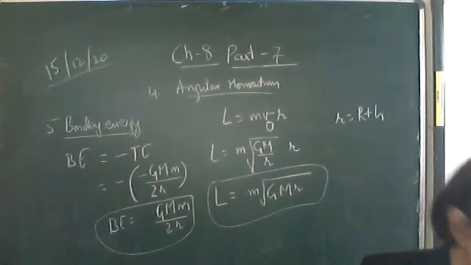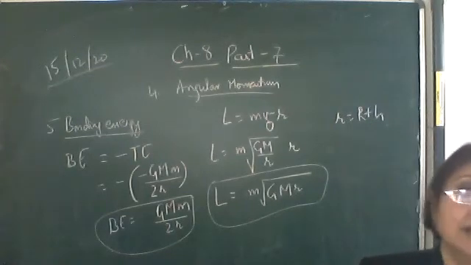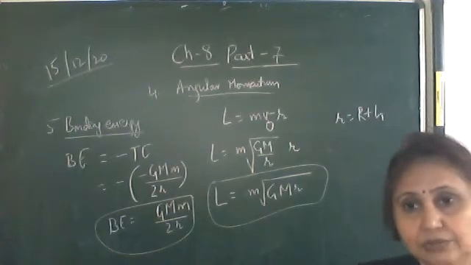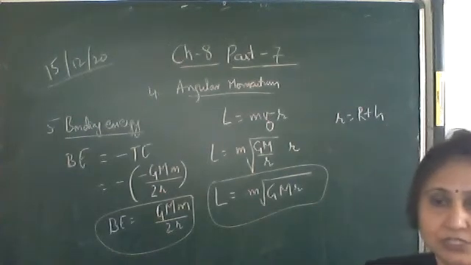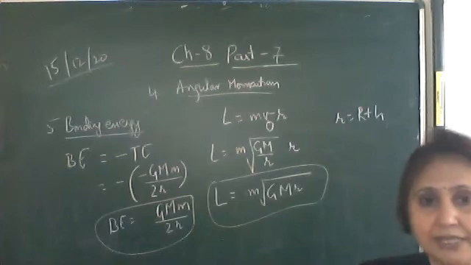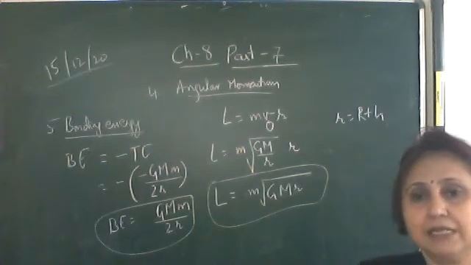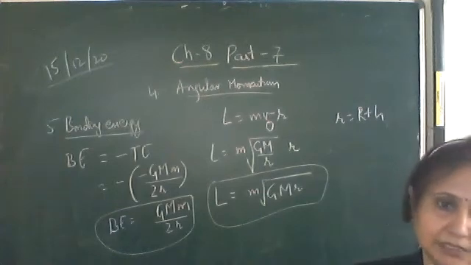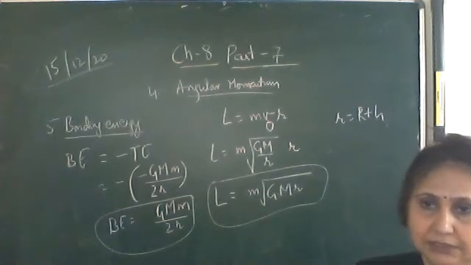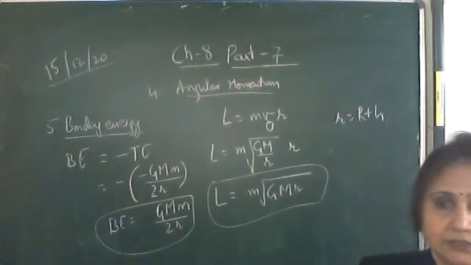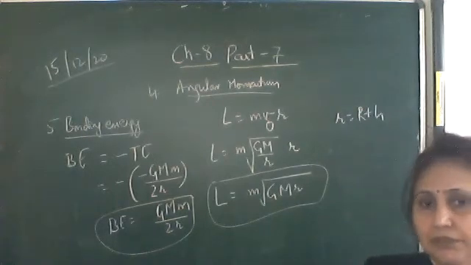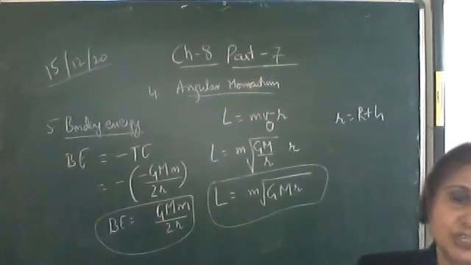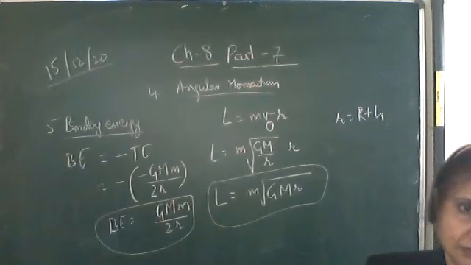Okay, next we will study about geostationary satellite. So the physical quantities related to the satellite, we have determined all these quantities: orbital velocity, time period, height of the satellite above the Earth's surface, angular momentum, total energy, binding energy, everything we have written. Now next write down geostationary satellite.